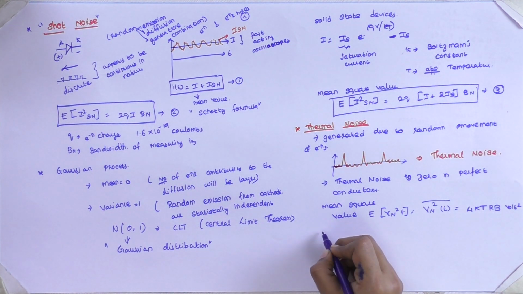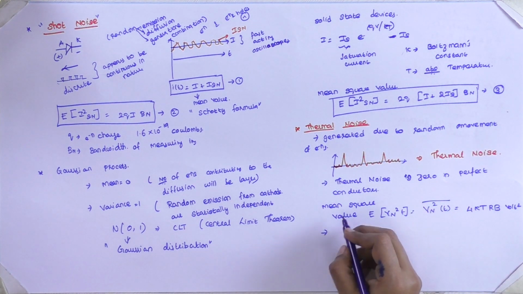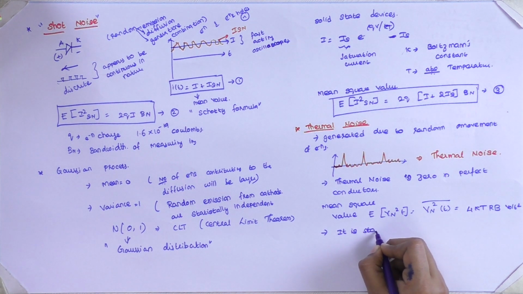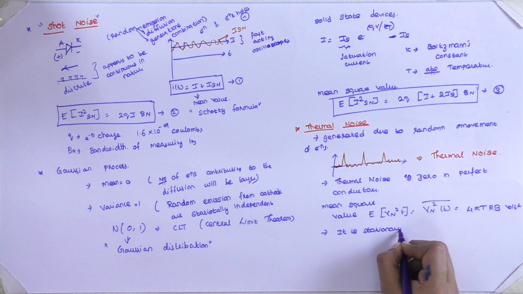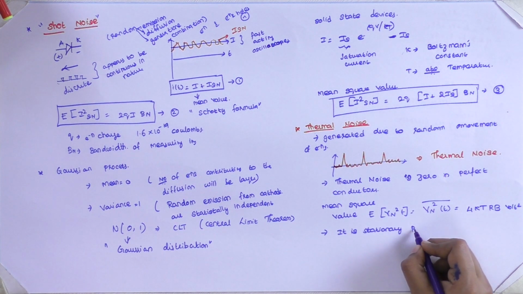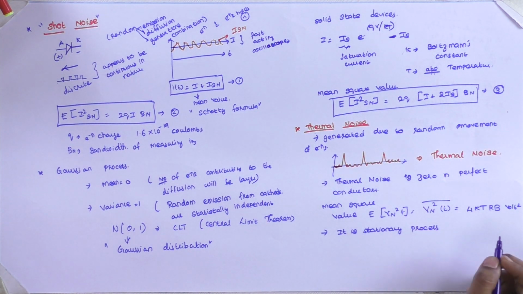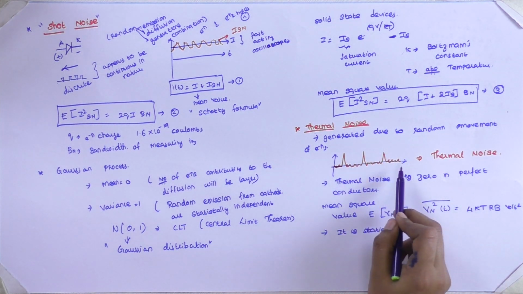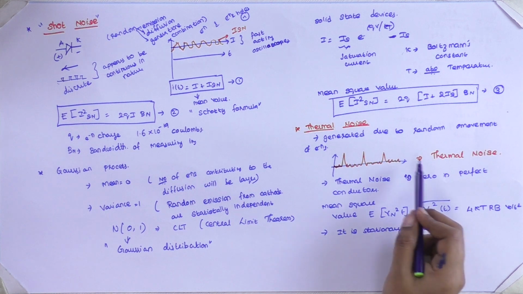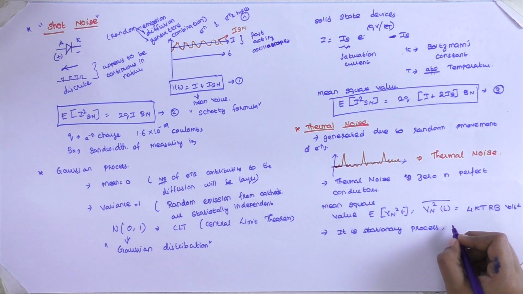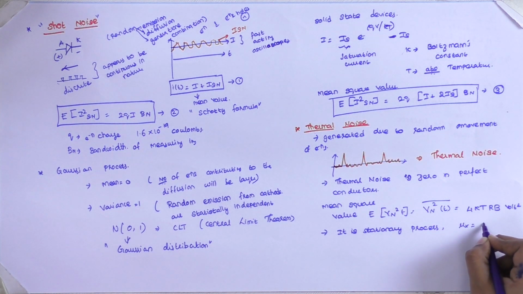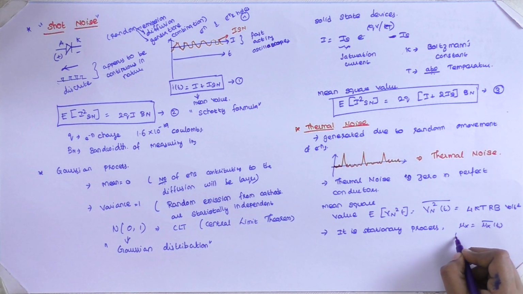Since we have taken it as an ensemble average, thermal noise is a stationary process. That is, we have not applied any electric field to it. Before applying the electric field, we are observing the voltage across this resistance. Therefore, it is a stationary process, and the time average is equal to the ensemble average. Mu x is equal to this time average.